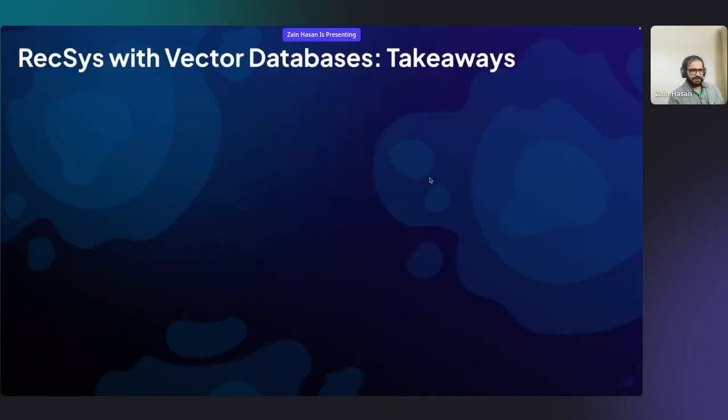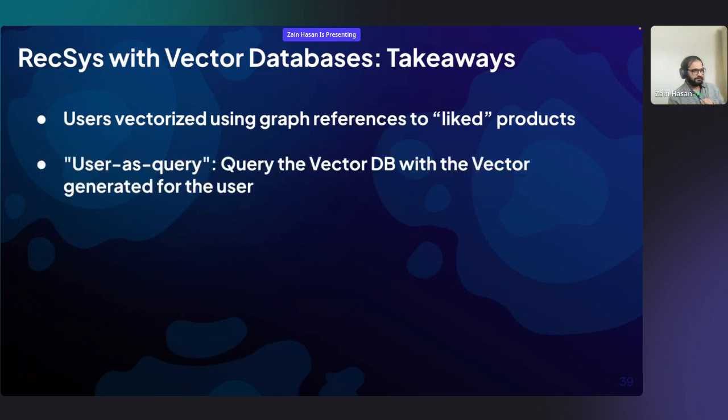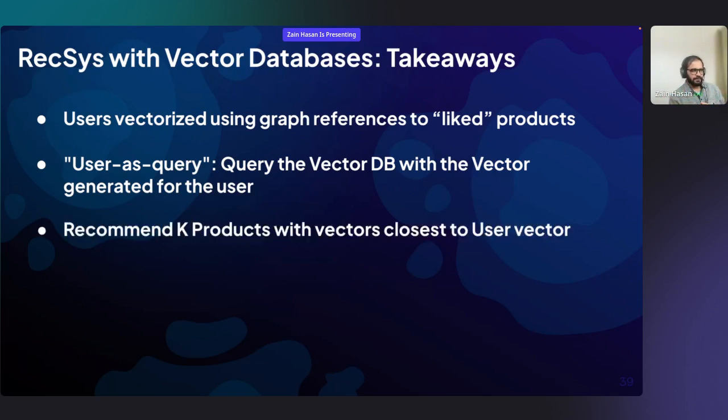Let me just end off with a couple of takeaways here. The users are vectorized. Your identity of who a user is in your vector database is based on references to the products that they've bought or liked. And then it's very low overhead in terms of recommending things, because you're taking the vectorized representation of that user and querying the vector database with that one vector. This is the simplest form of vector database querying that you can perform. It's just a near object search, and you tell the vector database to return the K products that are in close proximity to that user vector.